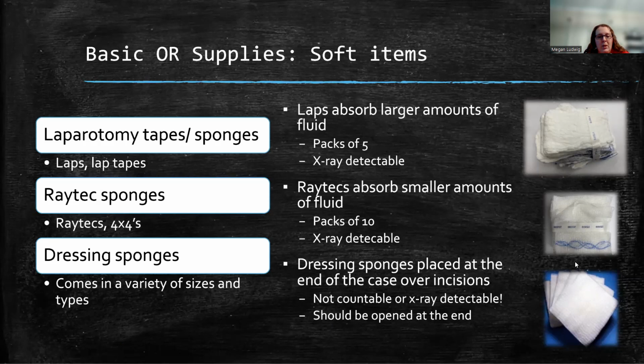These Ratex and even dressing sponges, when they get saturated with blood, ball up. It's minuscule how easily they ball up like a little tissue. So they become very difficult to find when they are saturated.